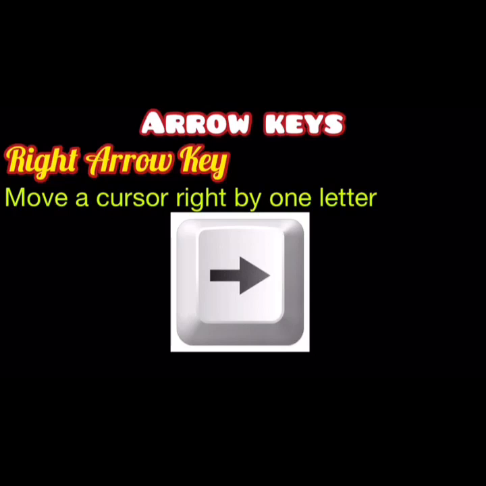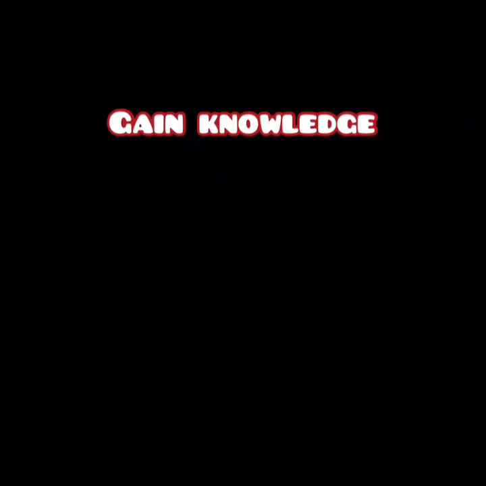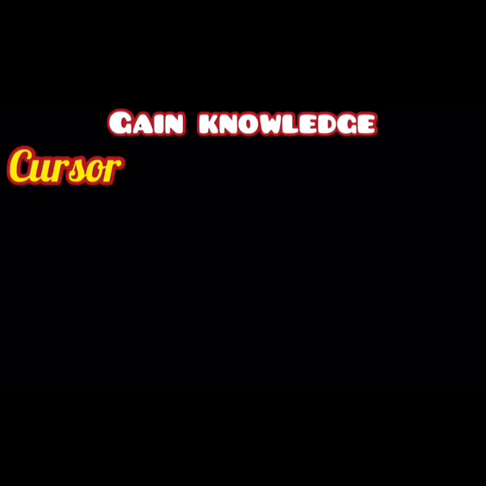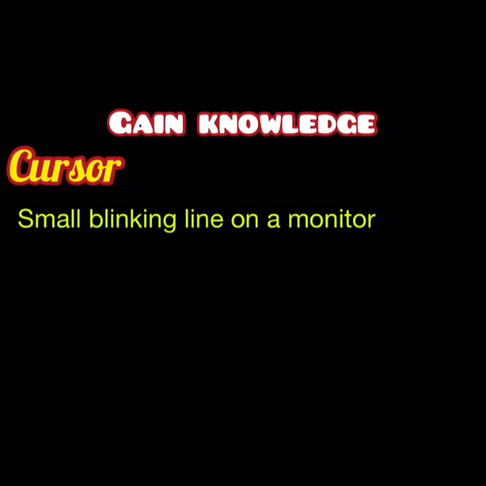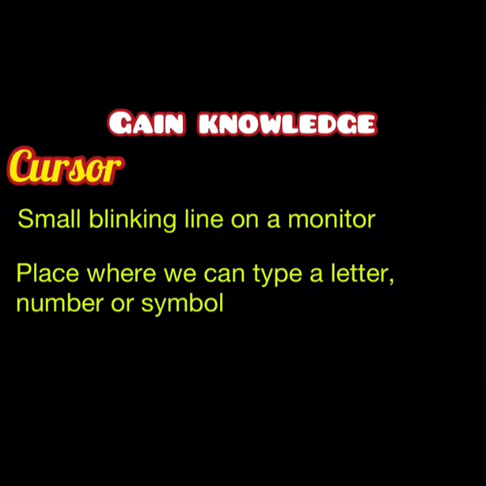Next part is gain knowledge part, and here it is mentioned what is a cursor. Cursor is nothing but a small blinking line on a monitor. Whenever we type on a keyboard, a small blinking line will come after each word we type. Okay, and that is called as cursor. So wherever this cursor is there, we can type a letter, number or symbol in the monitor using the keyboard. So cursor means small blinking line on a monitor.